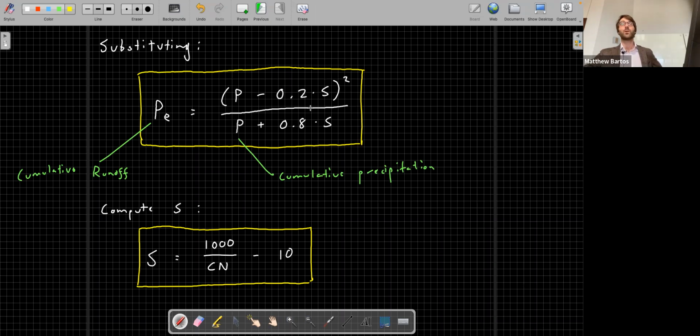If it is completely pervious, it goes all the way down to 0. But most real world land covers will be in the range of about 70 to 95, 98, depending on how impervious it is. Even something that you think of as being completely impervious, like a roadway, will have some permeability to it, so it'll usually never go above 98 or so.